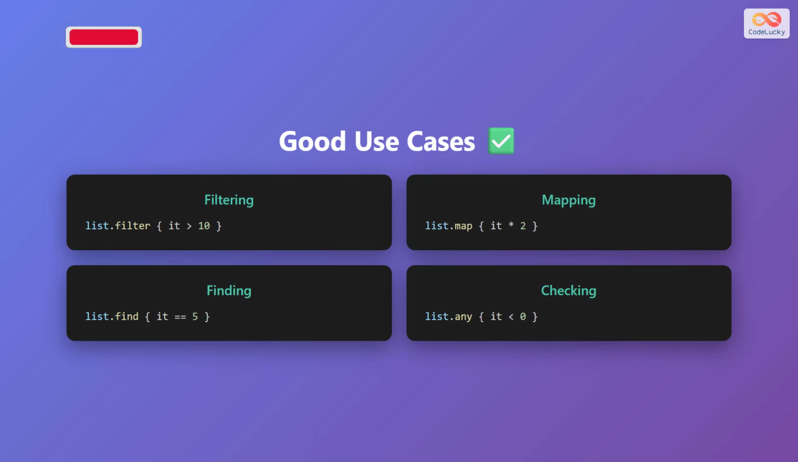Here are some excellent use cases for the it keyword. When filtering a list, you can write list.filter { it > 10 }. For mapping values, list.map { it * 2 } is perfectly clear. When finding elements, list.find { it == 5 } is concise and readable. And for checking conditions, list.any { it < 0 } makes immediate sense. In all these cases, the operation is simple and it's obvious what it represents.